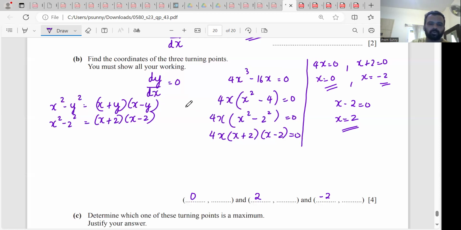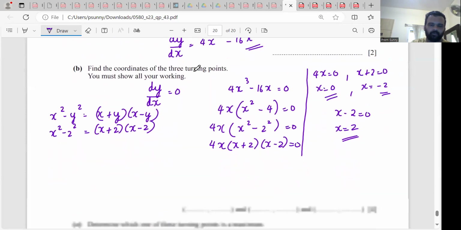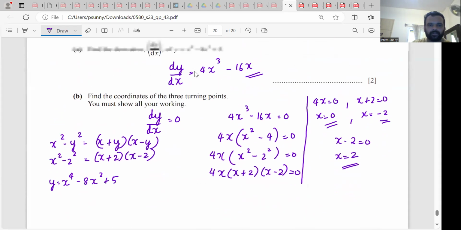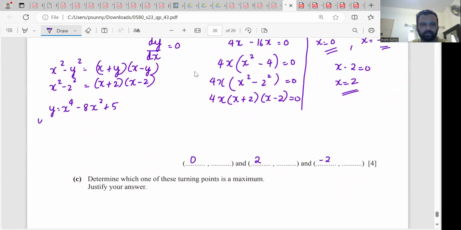For y values, go to the original equation. What is the original equation? Y is equal to x to the power of 4 minus 8x square plus 5. Now substitute when x is equal to 0. What will be my y value? 0 to the power of anything is 0, minus 8 into 0 is 0, plus 5. So y is 5. When x is 0, y is 5.